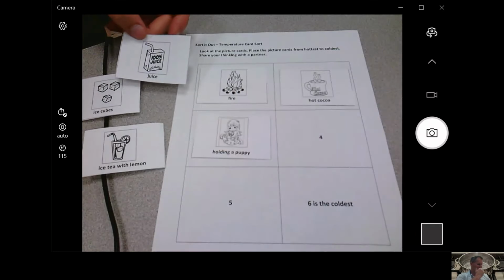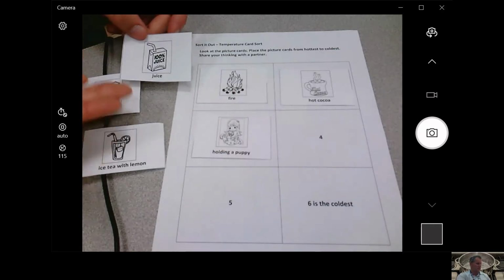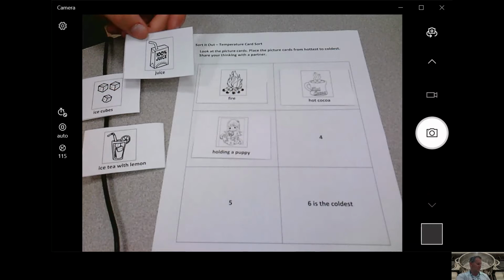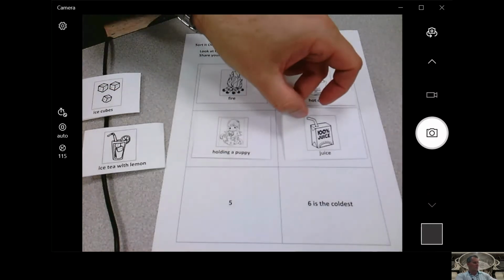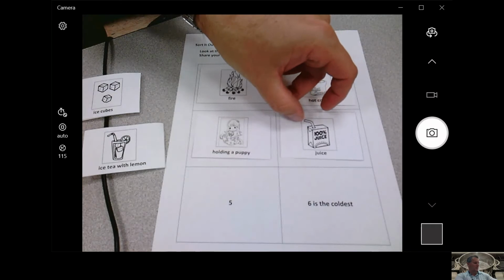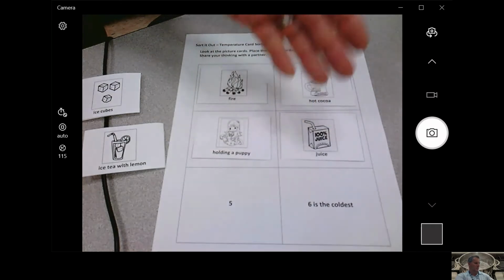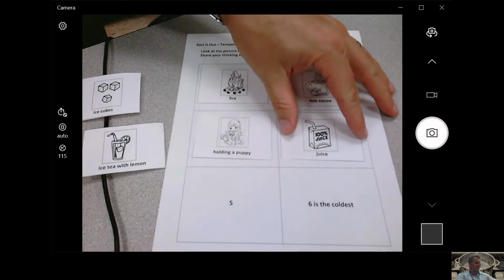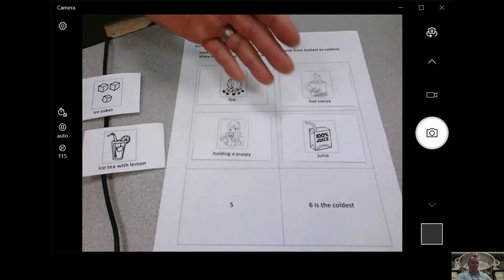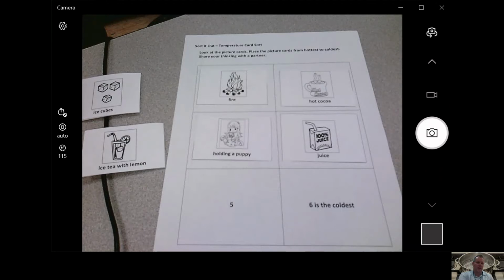And then I'm thinking just juice. If it's just sitting out like on a table or something, or if it was sitting in your lunchbox all day, it might not be too cold. It just says juice. It doesn't say it's frozen or cold or anything like that. So it could just be like room temperature, just sitting out or sitting in your lunchbox.